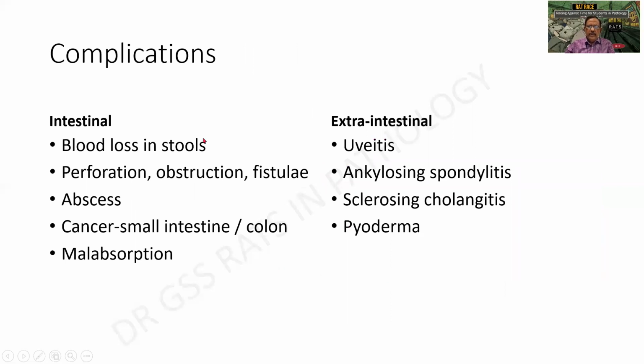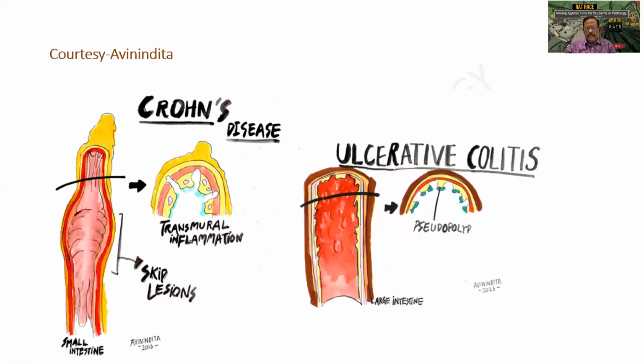What are the complications of Crohn's disease? There can be blood loss in stools, perforation, obstruction, fistulae, or even abscess formation. Cancer of the small intestine or the colon. Malabsorption is classical because many elements cannot be absorbed, so it leads to an imbalance in the diet. Extraintestinal, we had seen uveitis, ankylosing spondylitis, sclerosing cholangitis, and pyoderma. So these are all the complications.